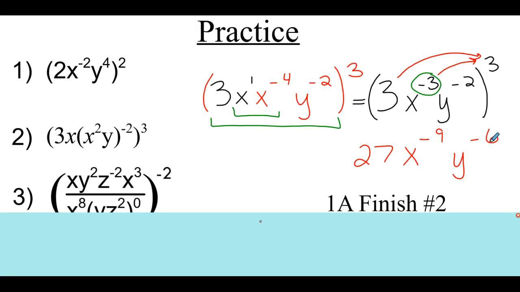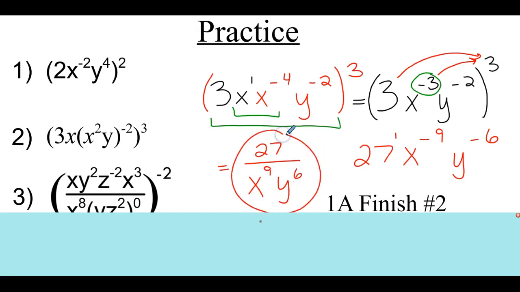And now the 27 is going to stay where it's at. That's 27 to the first power. There's no negative exponent happening there. So our final answer is going to be 27 over the x and the y both have to go to the bottom. And that would be it. So 27 over x to the 9th, y to the 6th.